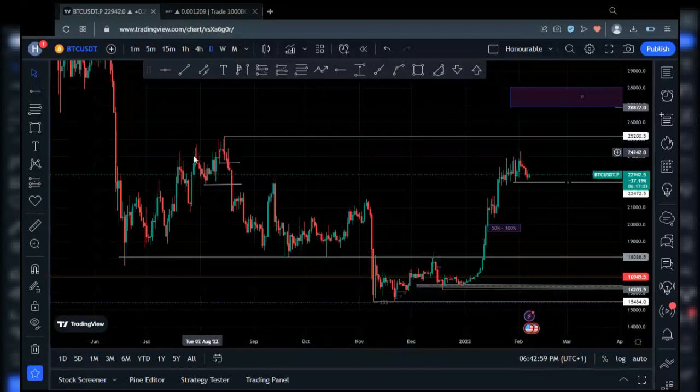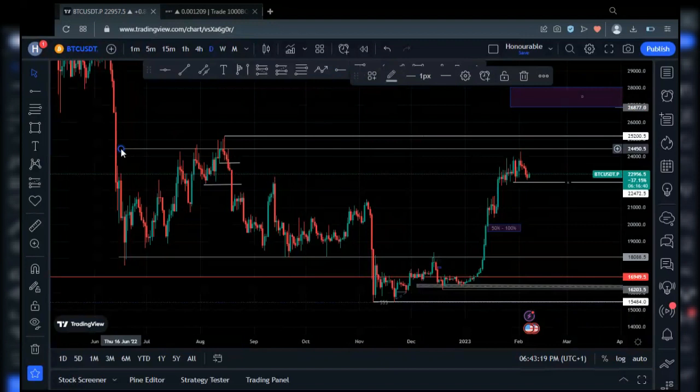You see the rejection at this level, for instance. You see the rejection at this level. This now can be taken as a resistance level. You get me? For instance, if I'm going to use a horizontal level here, this is what I'm going to do. I'm just going to take it like this. You get it?